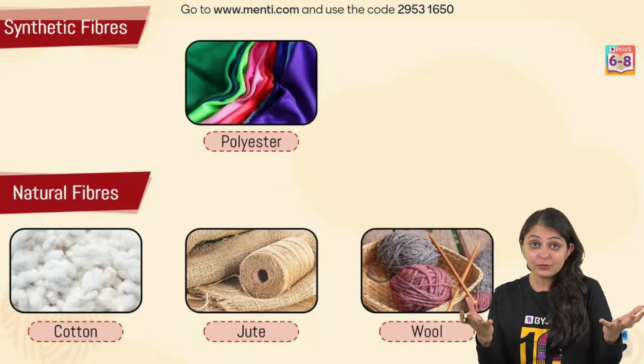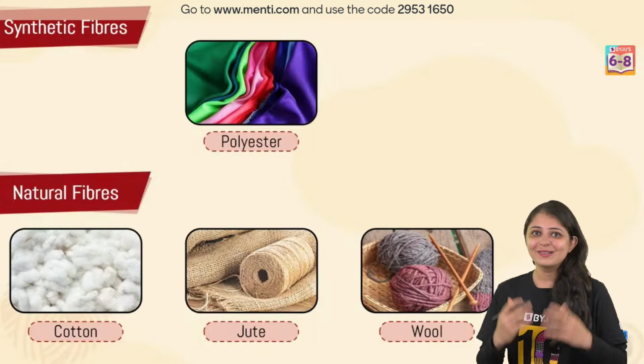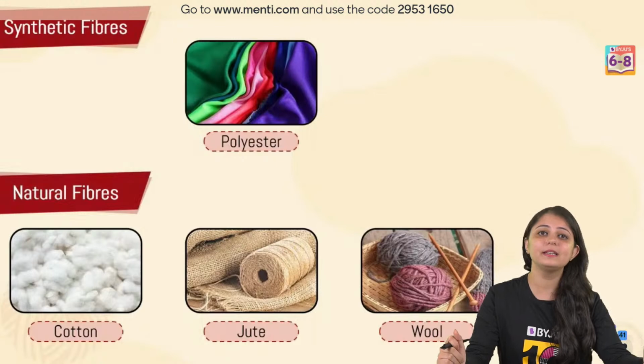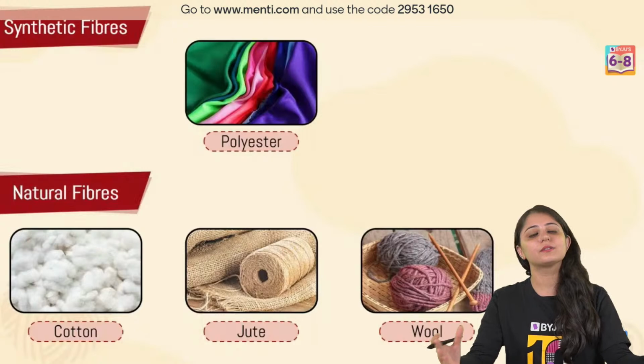Cotton, we get from the fruits of cotton plants. So yes, cotton balls are there. Plant fiber, jute, you all know. Stem, right? Wool, of course, we all know. Fleece of so many wool-yielding animals. We've got sheep, goat, camel, llama, alpaca, so many wool-yielding animals. So cotton, jute, wool, in a way derived from plants or animals. They're natural. But polyester is synthetic.